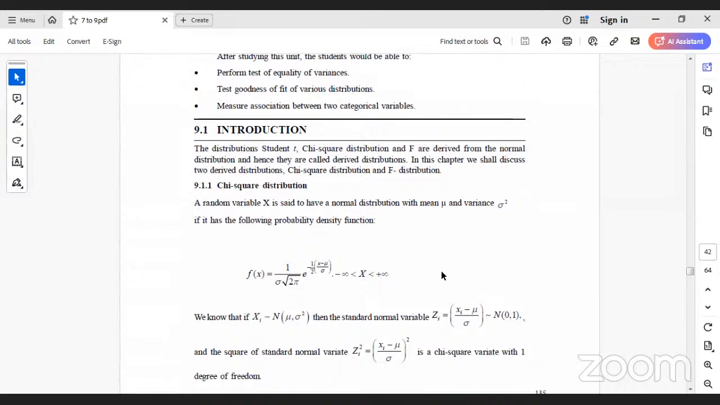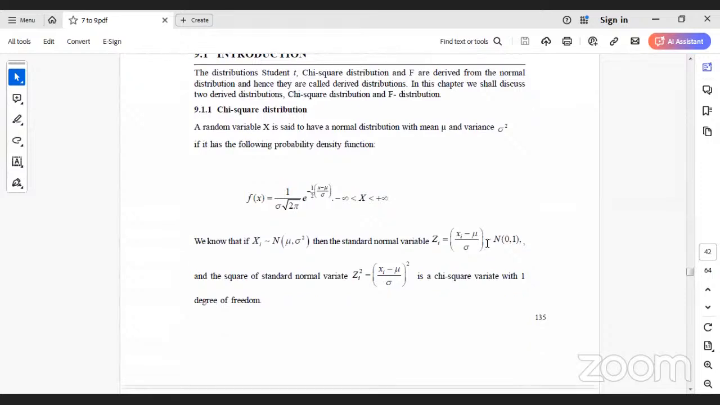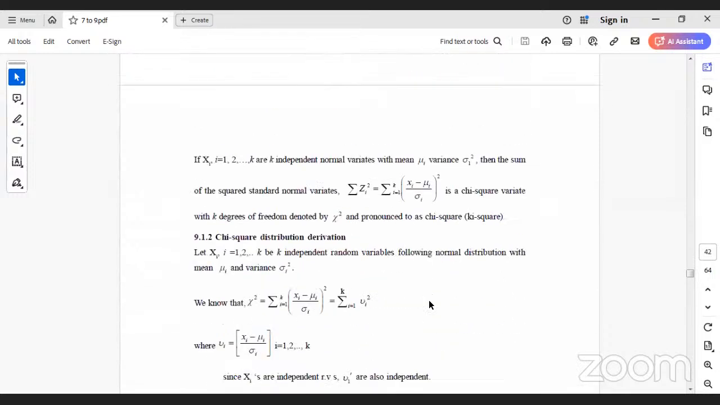A random variable x is said to have a normal distribution with mean mu and variance sigma square if it has the following probability density function: f of x is equal to 1 by sigma root 2 pi e power minus 1 by 2 (x minus mu by sigma) whole square, where x ranges from minus infinity to plus infinity. We know that if xi is N(mu, sigma square), the standard normal variate (xi minus mu) by sigma is N(0,1), and the square of the standard normal variate is a chi-square variate with 1 degree of freedom.